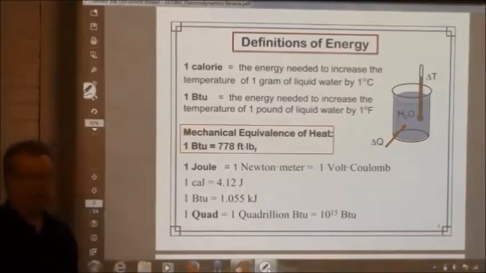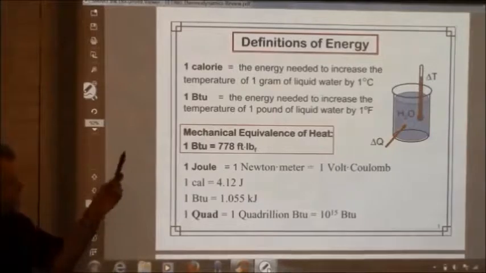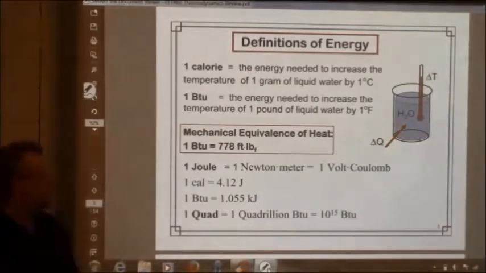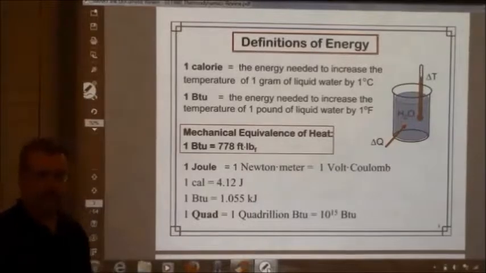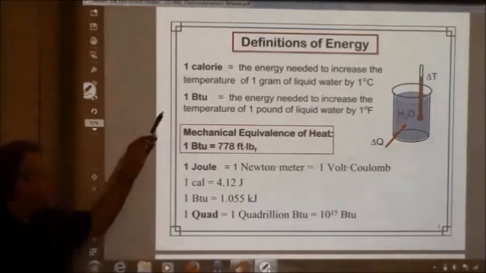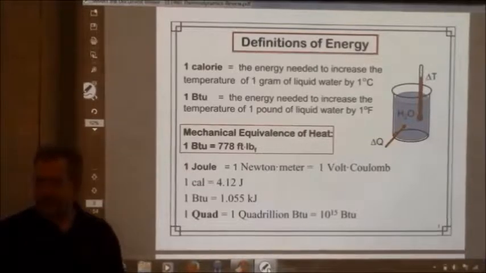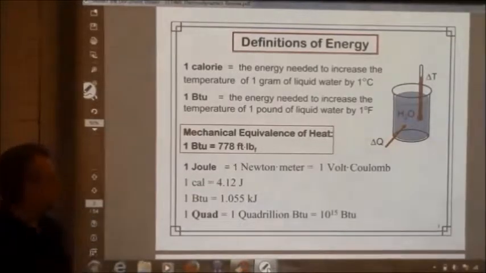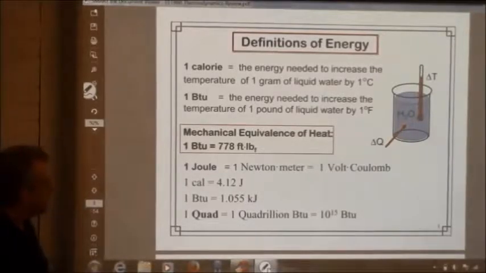1 British thermal unit is similar, except it's defined in the English system. It's the energy needed to increase the temperature of 1 pound of liquid water by 1 degree Fahrenheit. We will tend to use BTUs rather than calories. Calories are typically used more in chemical analysis.